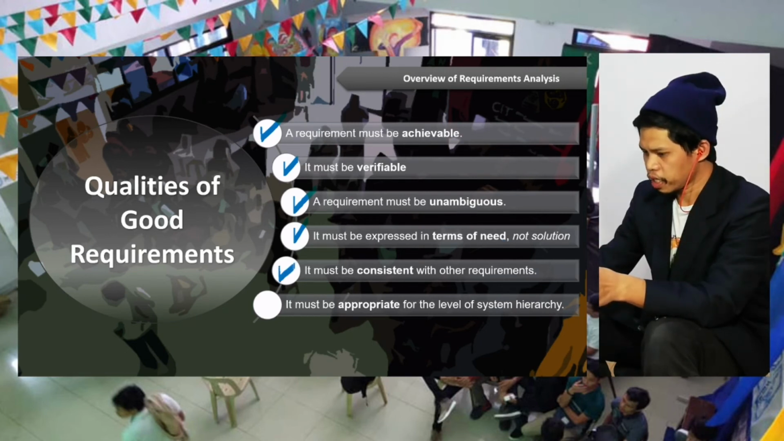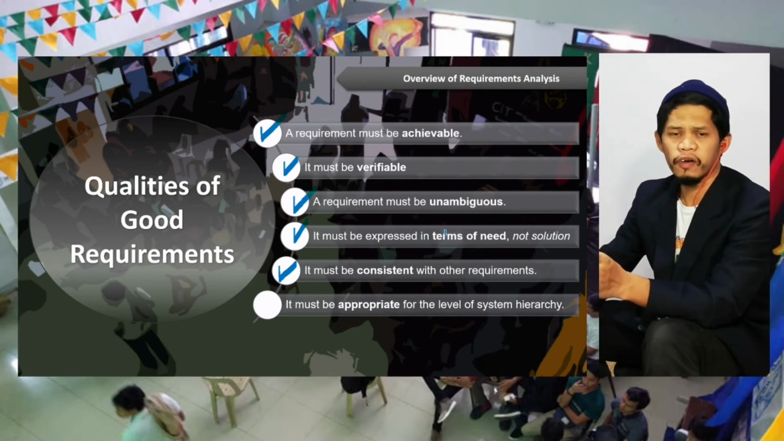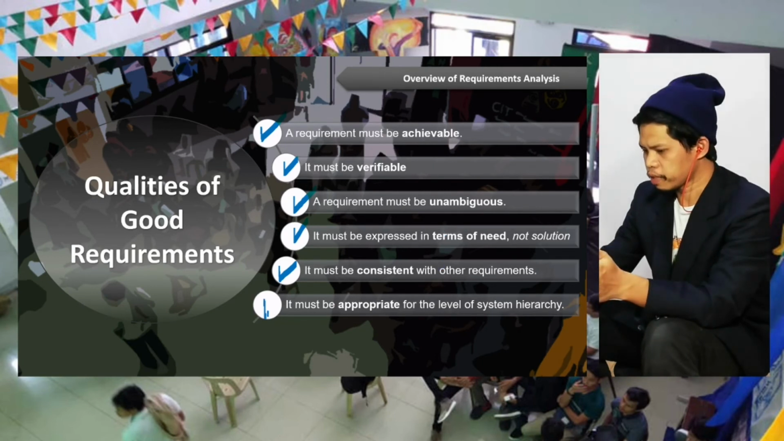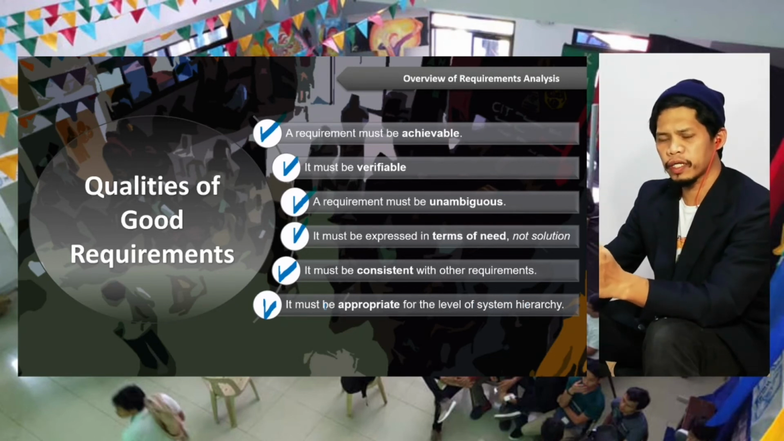Next, it must be consistent with other requirements. The conflicts of the requirement should be addressed upfront before development. Next, it must be appropriate for the level of the system hierarchy, meaning the requirement should not have too much detail.